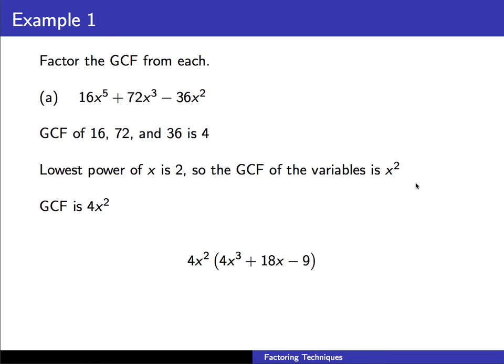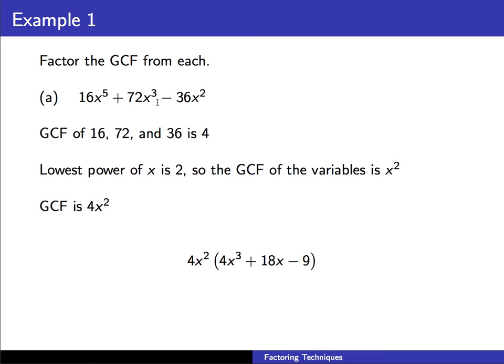So if we want to write that in its factored form, we just write the 4x squared, and then we just divide each one of these terms by 4x squared. So for instance, 16x to the 5th, when we divide it by 4x squared, 16 divided by 4 gives us 4, and then x to the 5th divided by x squared, we subtract our exponents, we get x cubed. And we can check that by multiplying 4x squared times 4x cubed. We do get 16x to the 5th.